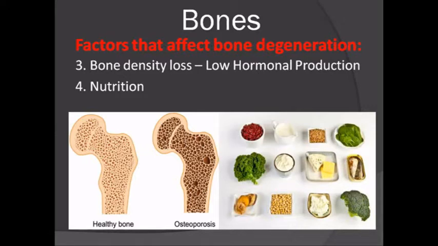Fourth, we have nutrition. The types of food you eat can directly affect the compounds that make up your bones. Dairy products like cheese and milk are good sources of calcium, while broccoli and sardines are food sources that contain high doses of vitamin D. These are some of the nutrients that your bones may utilize to maintain their health.